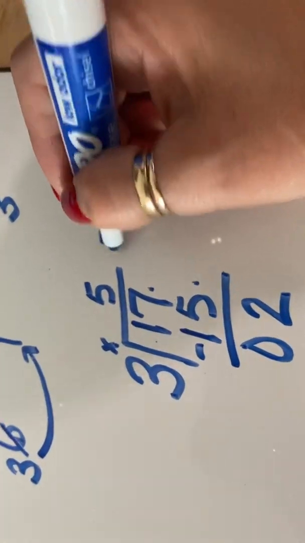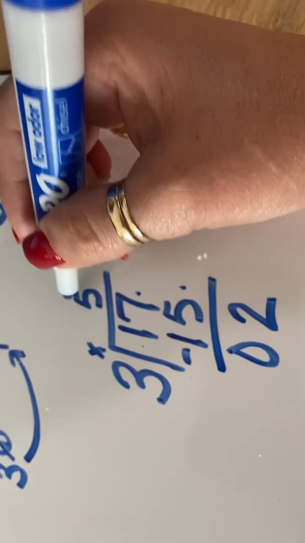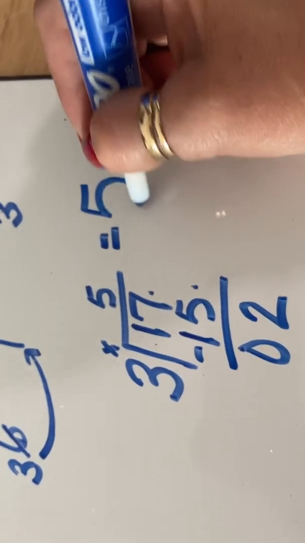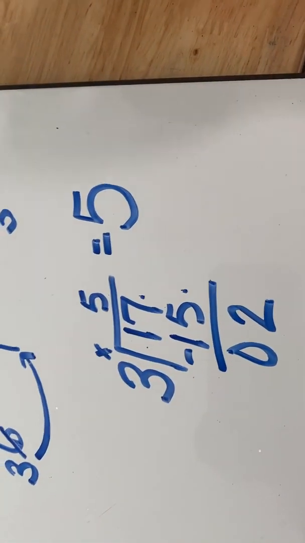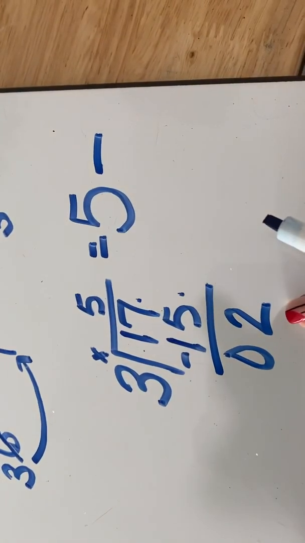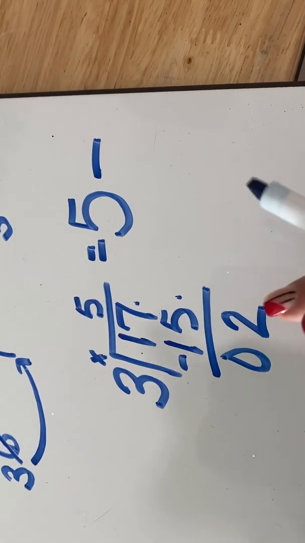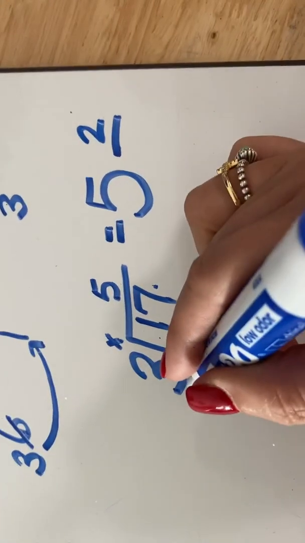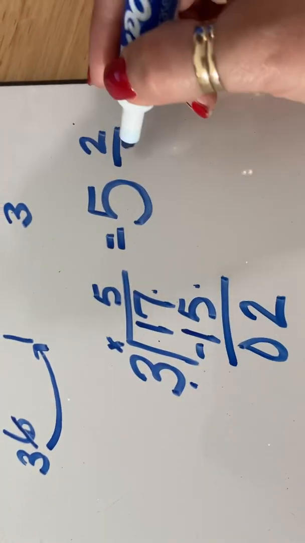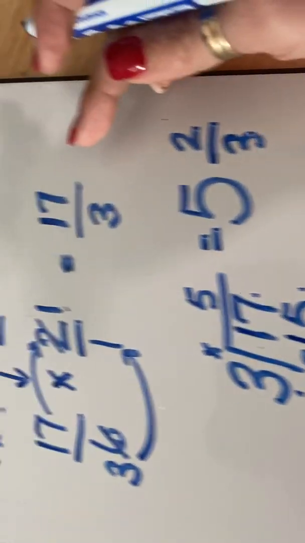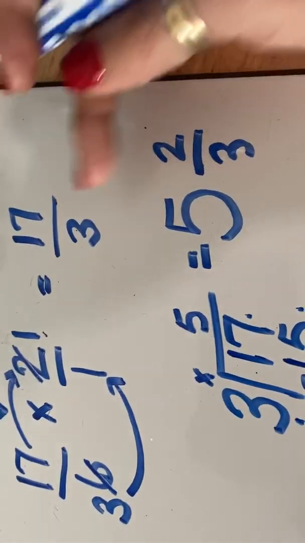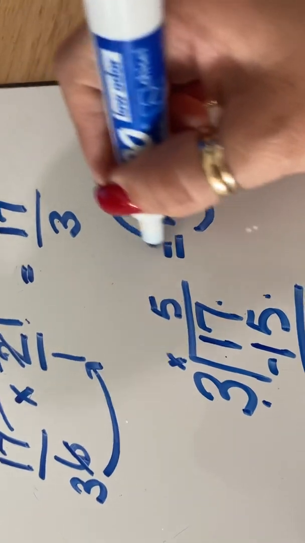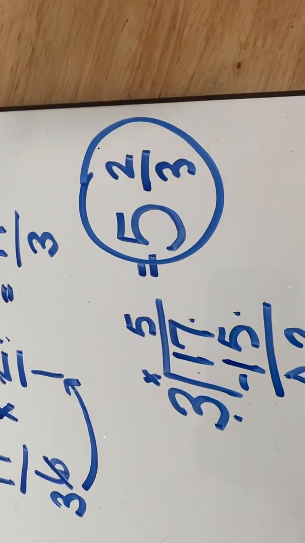The quotient that we have here is the whole number, and with the remainder, we make up a fraction. The remainder is always the numerator, and the divisor is the denominator. As you can see, the denominator always stays the same. So our answer would be 5 2/3.